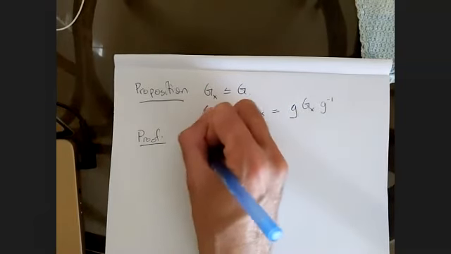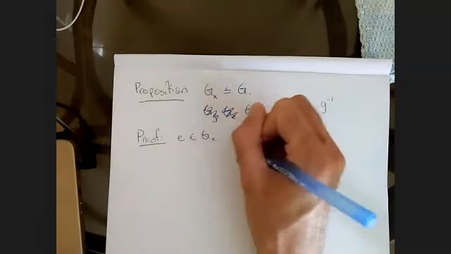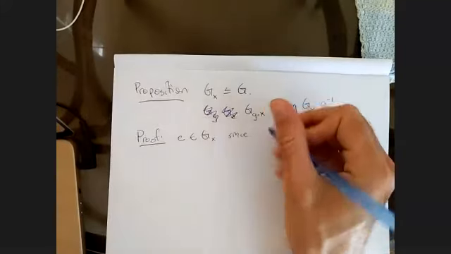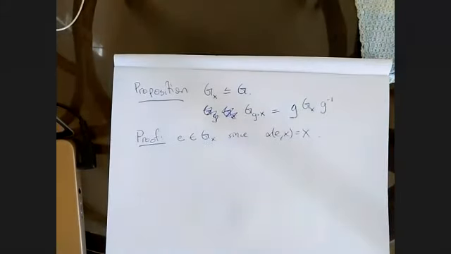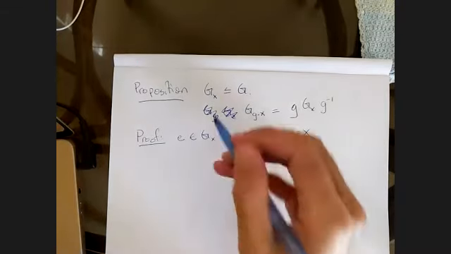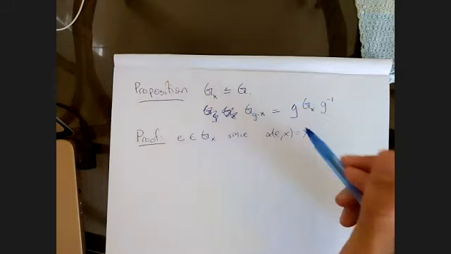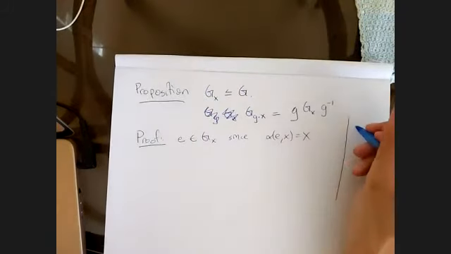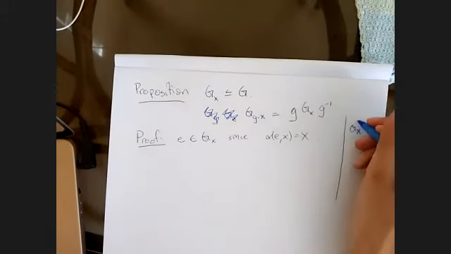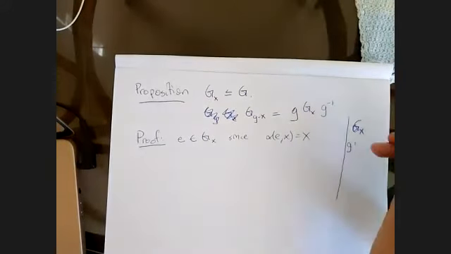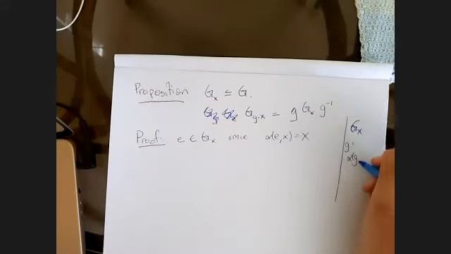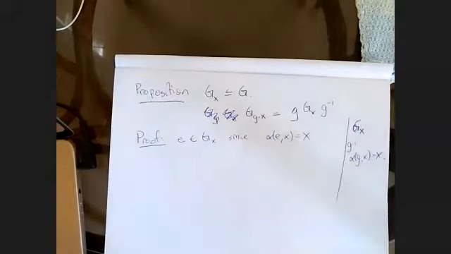So first of all, the identity is in G_X, since alpha(e, X) is X. That's one part of the definition of being a group action. Remember, the stabilizer G_X is, let me just record it here, all the g's such that alpha(g, X) equals X.